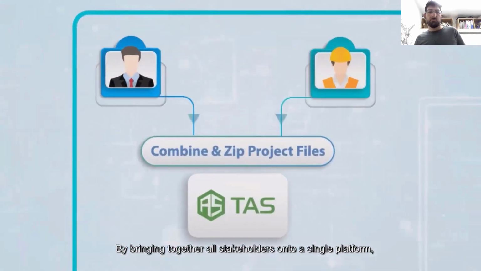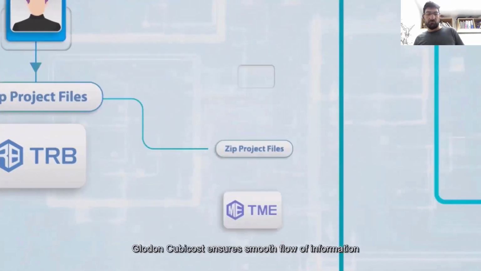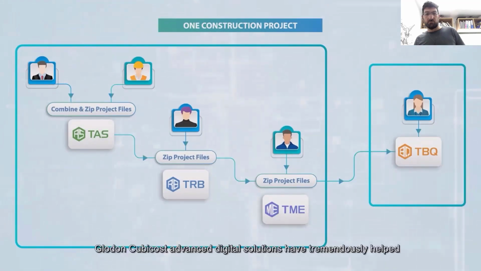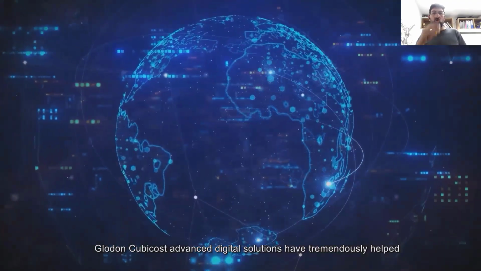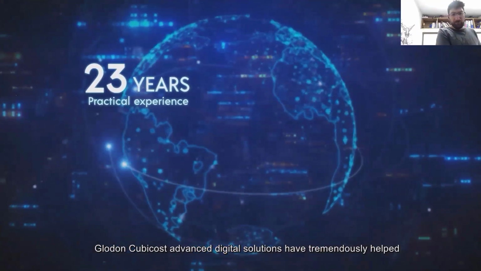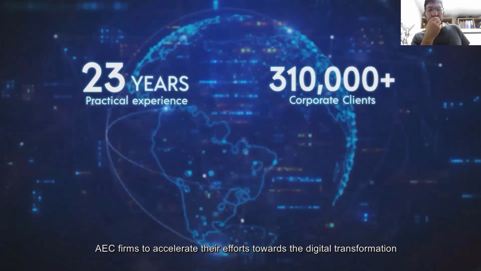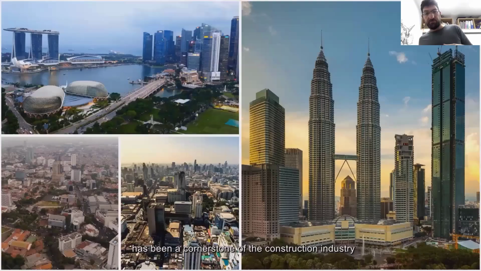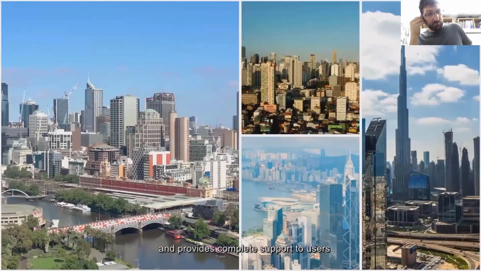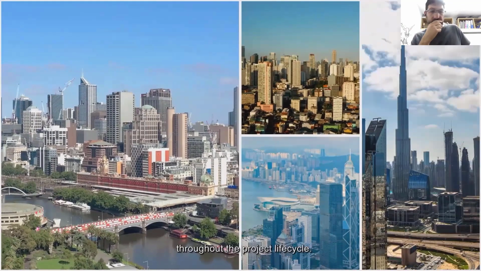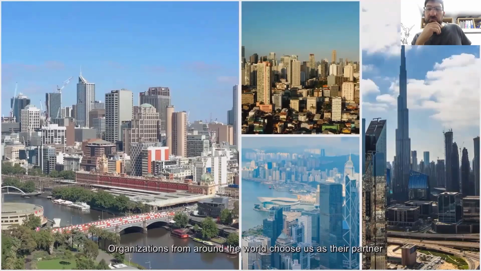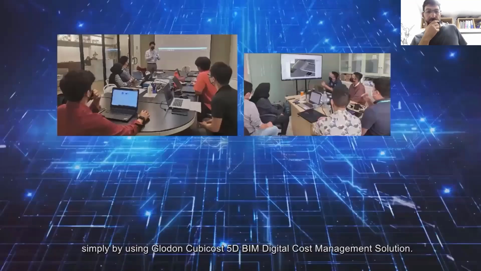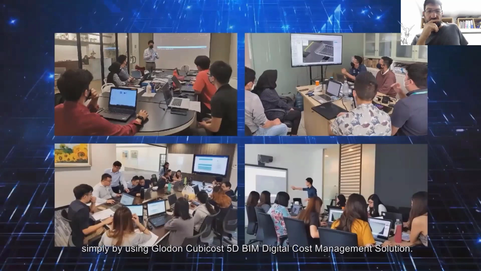By bringing together all stakeholders onto a single platform, Glodon Cubicos ensures smooth flow of information and streamlined work process between team members. Glodon Cubicos advanced digital solutions have tremendously helped AEC firms to accelerate their efforts towards the digital transformation to achieve maximum efficiency and accuracy. Glodon Cubicos 5D BIM Digital Cost Management Solution has been a cornerstone of the construction industry and provides complete support to users throughout the project lifecycle. Organizations from around the world choose us as their partner to make their cost management and team collaborations smoother than ever, simply by using Glodon Cubicos 5D BIM Digital Cost Management Solution.